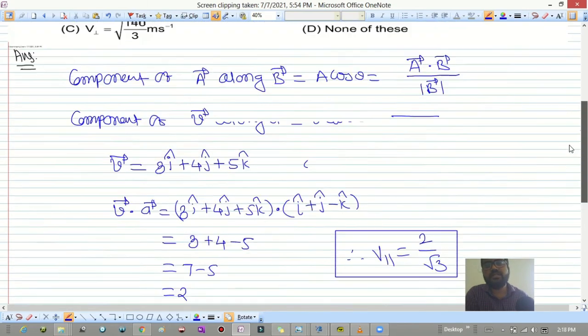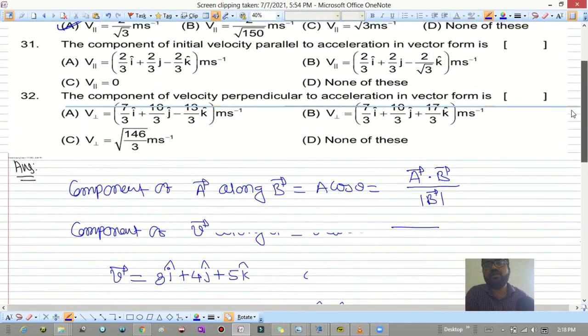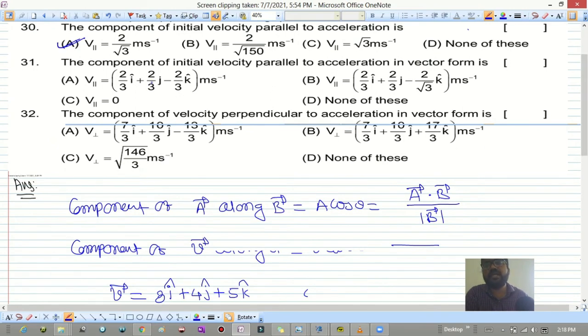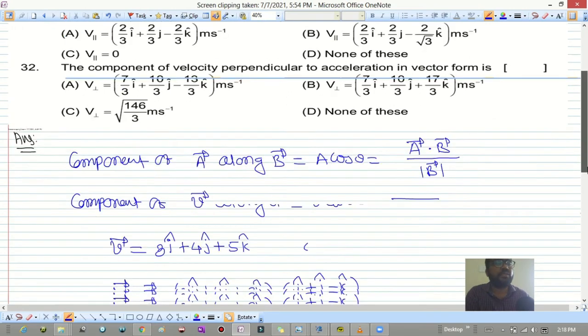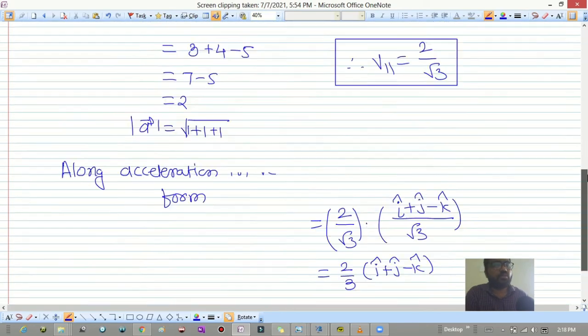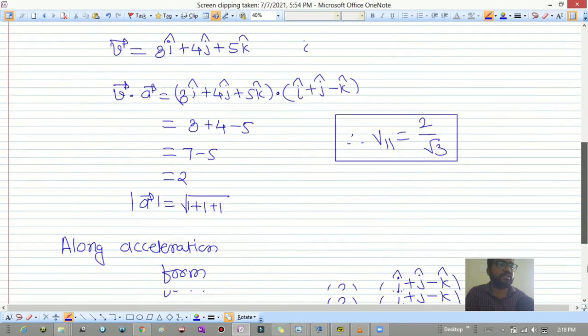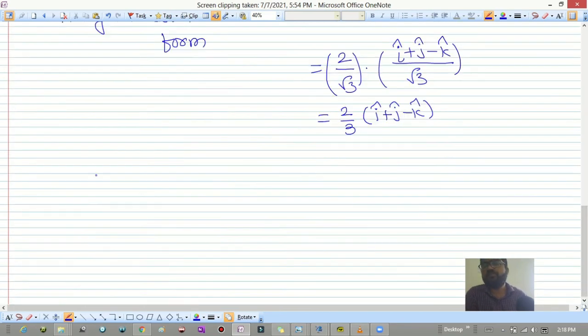So as you can see, the velocity component along the acceleration in vector form is 2 by 3 i hat plus 2 by 3 j hat minus 2 by 3 k hat. Okay, so that is option A. Likewise, component of velocity perpendicular to the acceleration. Okay, so see, velocity vector is equal to velocity parallel component plus velocity perpendicular component. We know the velocity vector and parallel component. Velocity perpendicular component is equal to velocity vector minus velocity parallel component.